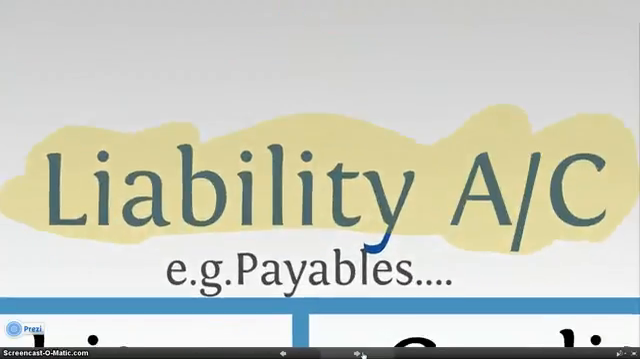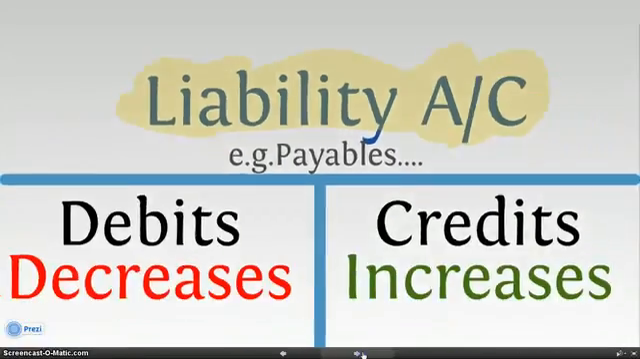And exactly reverse is the liability account. For example, accounts payable, like you owe some money to somebody. Here, when the account goes down, when there are decreases, right? So if your liabilities are going down, the liability account is debited. When the liabilities are going up, the liability account is credited.